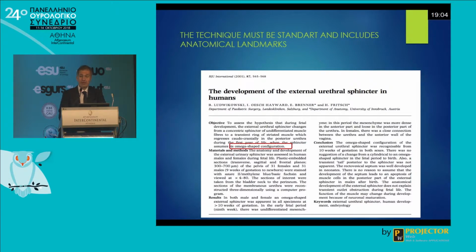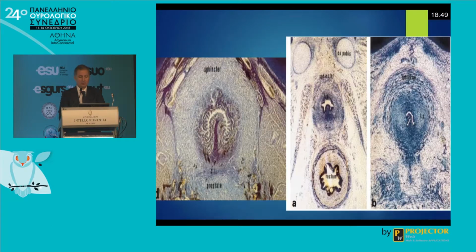And the omega sign, the omega shape, is very important. The end point of the surgery of the HOLEP must be the omega sign. The sphincter seems like an omega sign. You see the pictures of the cadaver.